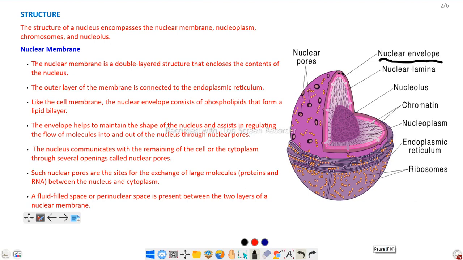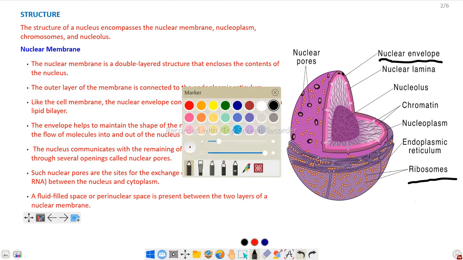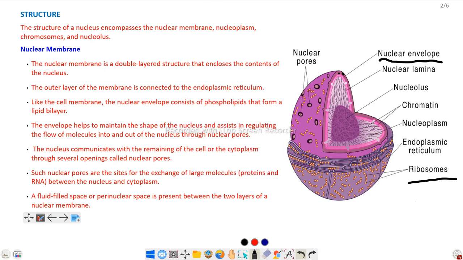The outer layer of the membrane is connected to the endoplasmic reticulum. Here is the ribosome attachment, and these foldings are the endoplasmic reticulum, especially the rough endoplasmic reticulum, where the ribosomes are attached at the wall. So the outer layer of the nuclear envelope is embedded with endoplasmic reticulum. Like the cell membrane, the nuclear envelope consists of phospholipids that form a lipid bilayer.